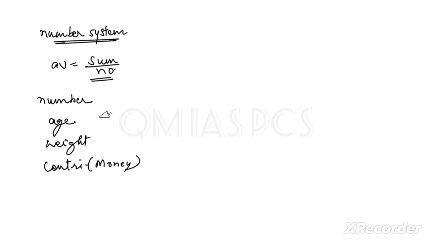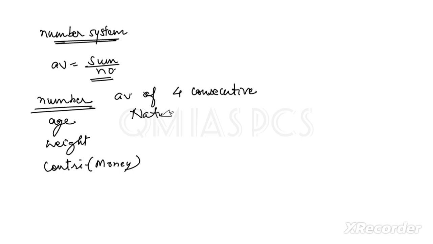In every question you can solve with the same formula: average is equal to sum divided by the total number of observations. But in number system, there are specific questions, like they will ask the average of 4 consecutive counting numbers, or they will say natural numbers. You know what a natural number is? Natural numbers are counting numbers, like 1, 2, 3, 4. So they are asking the average of 4 consecutive natural numbers. Consecutive means back to back.